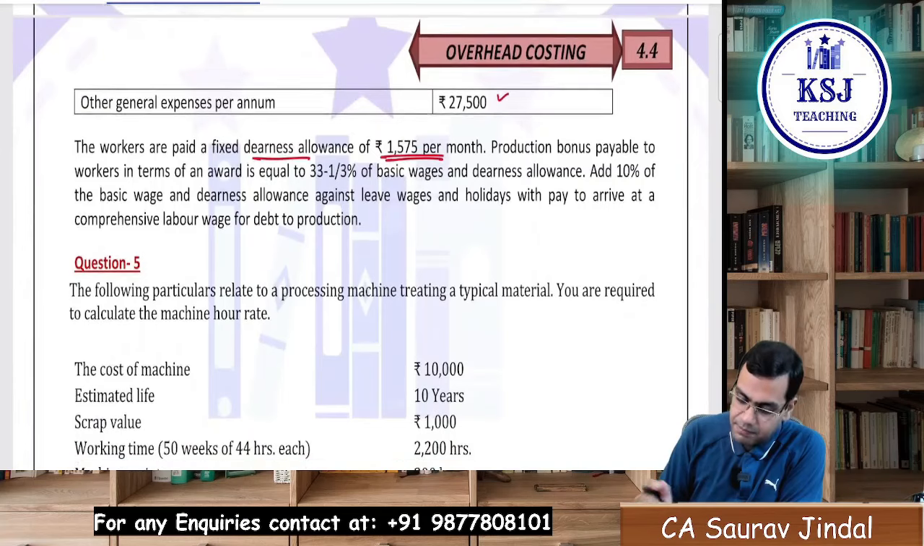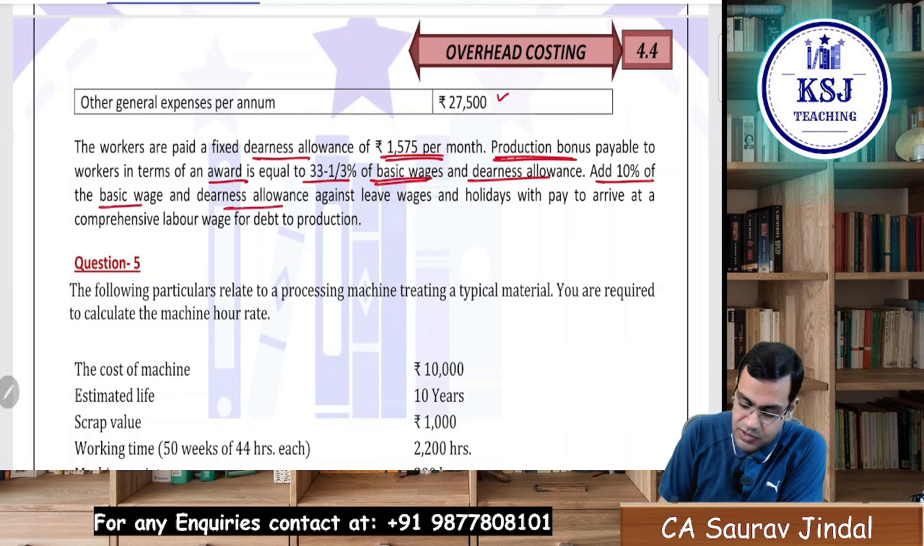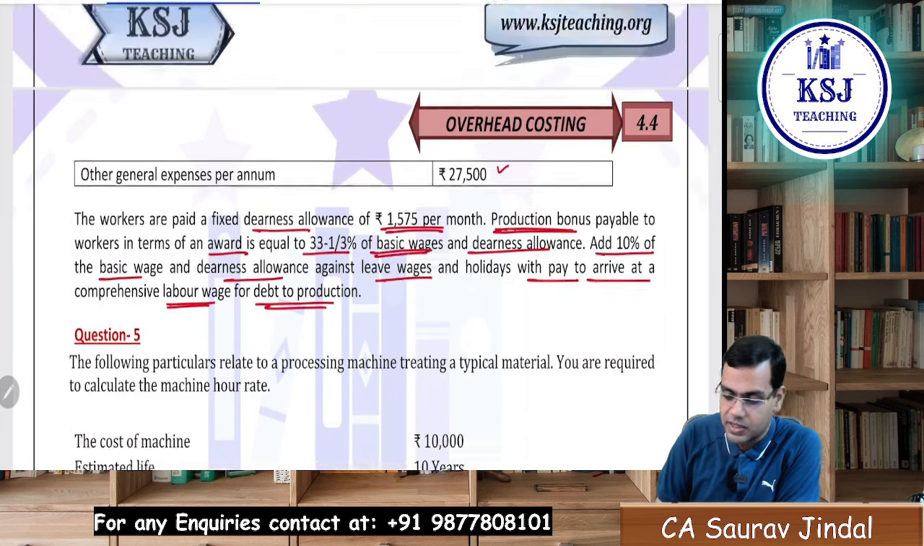Then we have the production bonus payable to the workers. Production bonus is also payable to the workers in terms of an award, equal to 33 1/3% of the basic wages and DA allowance. Add 10% of the basic wages and DA allowance against the leave wages and holidays with pay, to arrive at a comprehensive labor wage for the department's production.